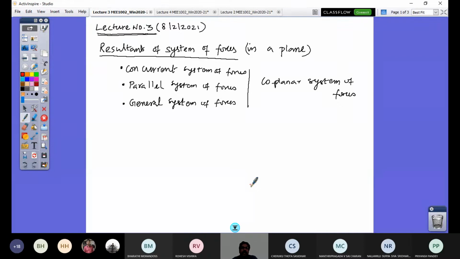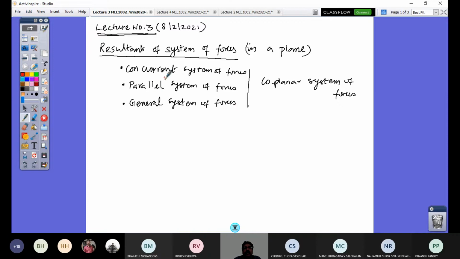Yeah, this is lecture number 3. I have written this down. We are going to look at today the resultant of a system of forces, in brackets, in a plane. That means it is a planar system of forces. The forces acting on a body can be considered as lying in an imaginary plane. No forces are coming out of that plane which is acting on the body. That is called a planar system of forces.